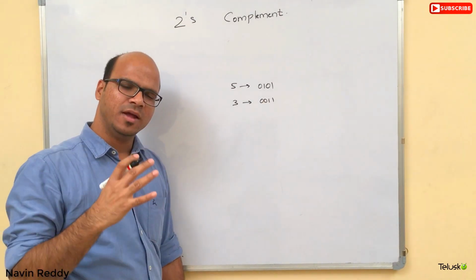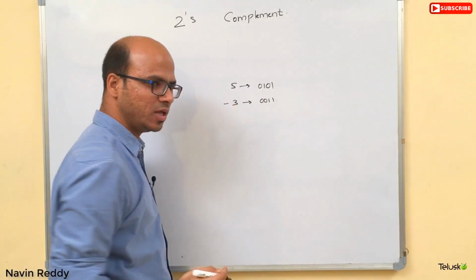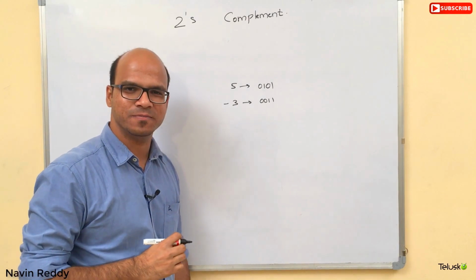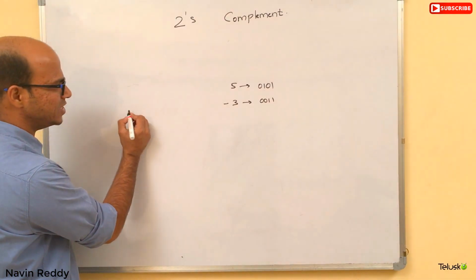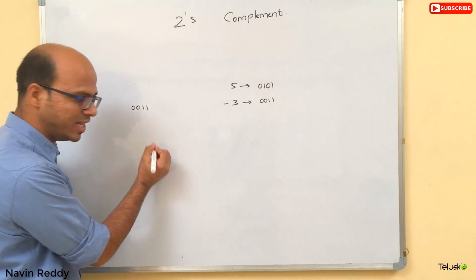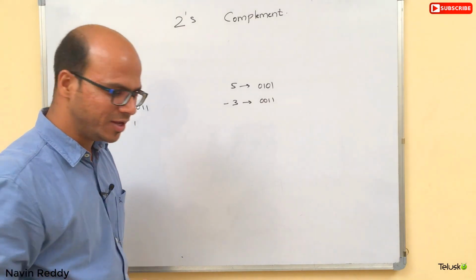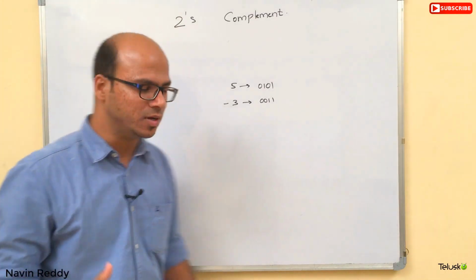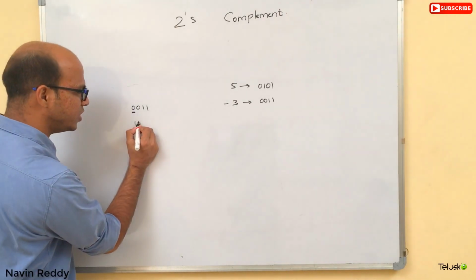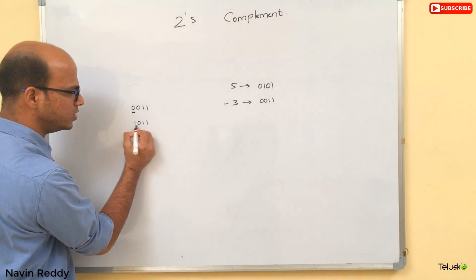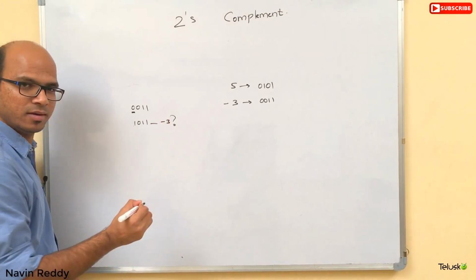But then, if you have a negative number, for example minus 3, how can you represent minus 3 here? Now there are lots of systems which say we can just take the 0, 0, 1, 1 and change the first bit to 1, which represents a sign bit, right? So when you have a positive number, you make this 0. If it is a negative number, you make it 1. And this will become 1, 0, 1, 1, right? Is it minus 3? Not exactly.